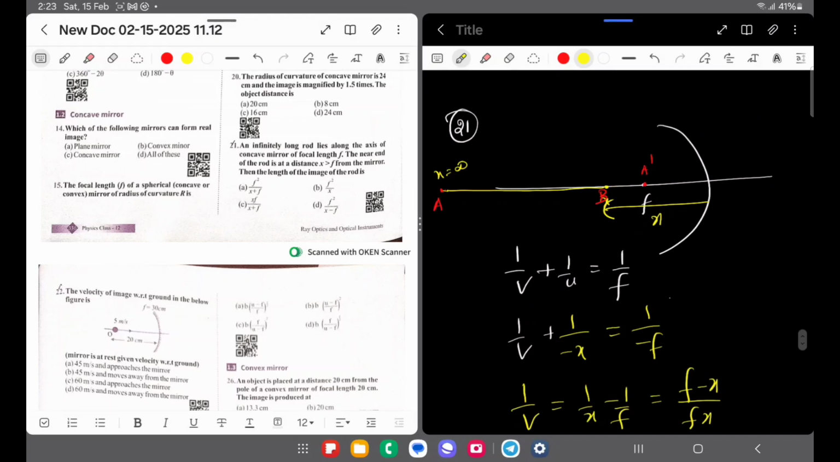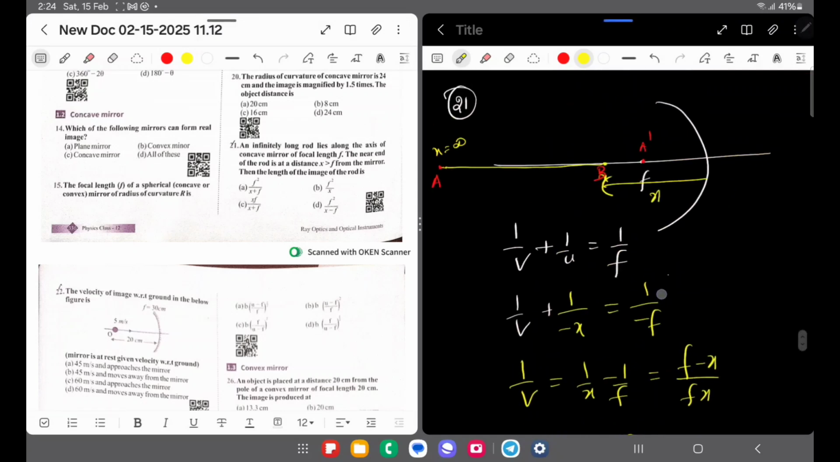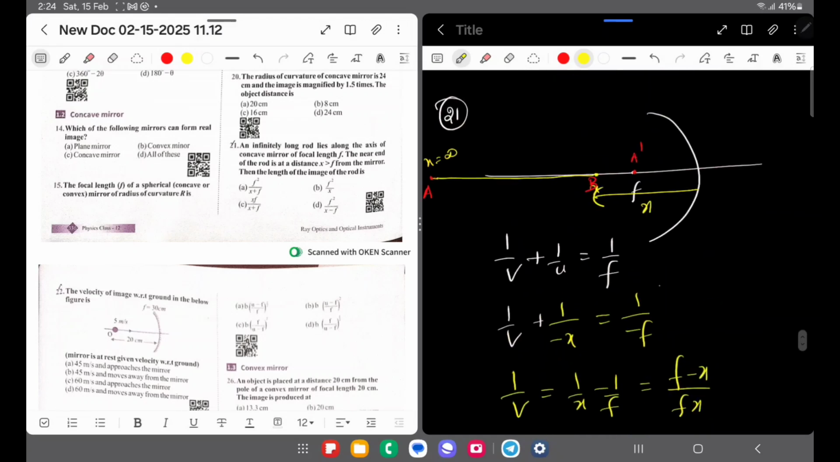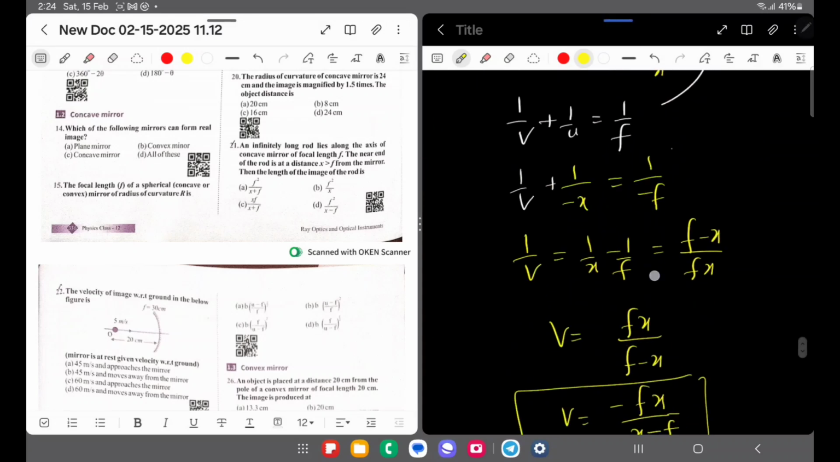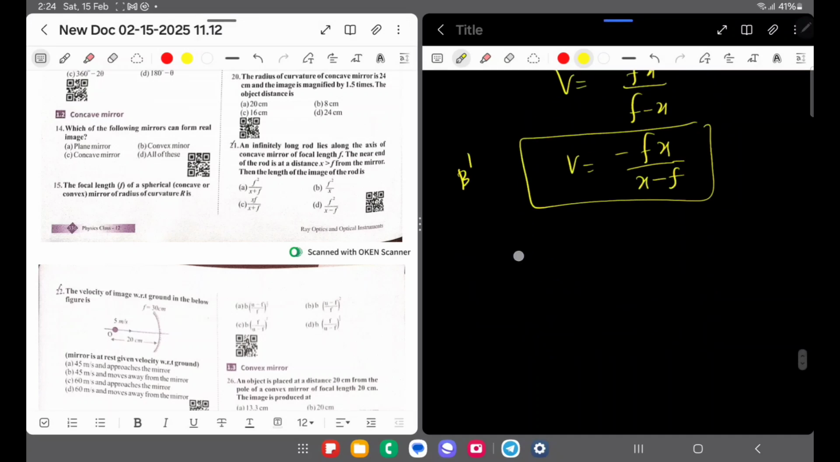We know that beyond f we cannot have a virtual image, so the image has to be a real one. For a real image we should have the v value negative. For that purpose we can multiply the whole thing by minus on the numerator as well as the denominator. So fx by x minus f is the v value we got. This v is nothing but B's image position, and A's image position we already know, it is located exactly at f. So we got the B dash position also.